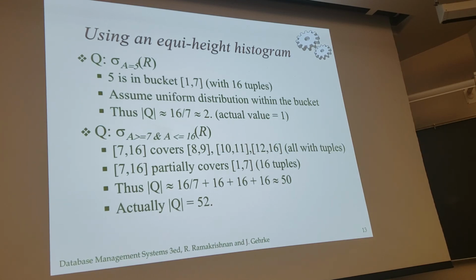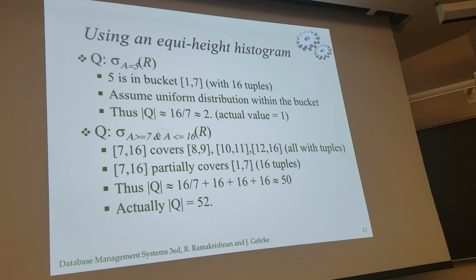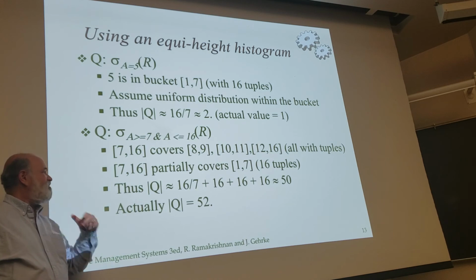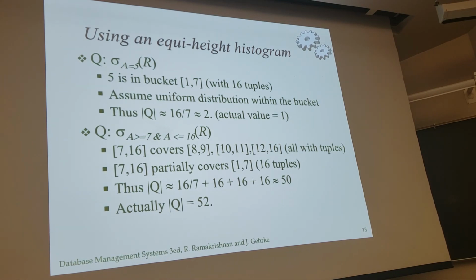Let's just take that range query. Okay, so if we have something where we're looking at 7 to 16, it completely covers 3 of the buckets: 8, 9, 10 to 11, and 12 to 16. All of those have tuples inside them. It partially covers the 1 to 7 bucket. So those 3 buckets each have 16 tuples inside. The 1 to 7 bucket also has 16 tuples like all the other buckets, but because we're looking from 7 to 16, it's just one of the values between 1 and 7. So there are 7 values between 1 and 7.